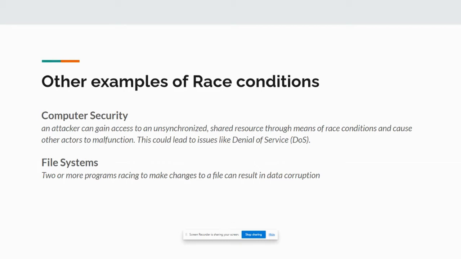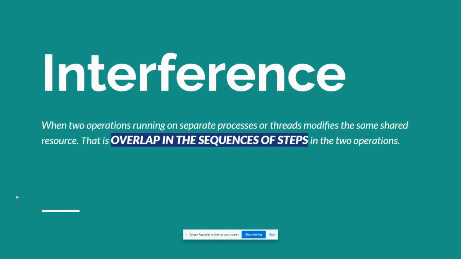So how do race condition problems occur? They can occur through multiple threads or processes interfering with each other. This is what is known as interference. So let us take a look at the definition of interference. Interference is when two operations running on separate processes or threads modify the same shared resource, that is, overlap in the sequence of steps of the two operations.